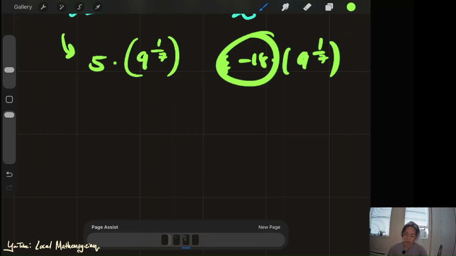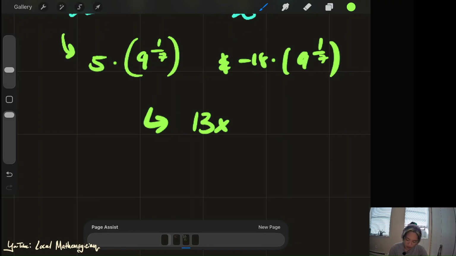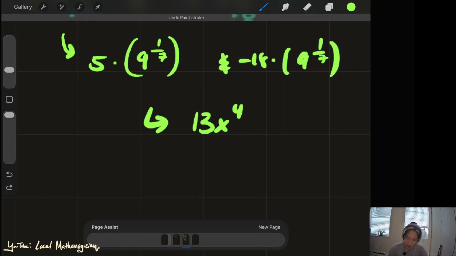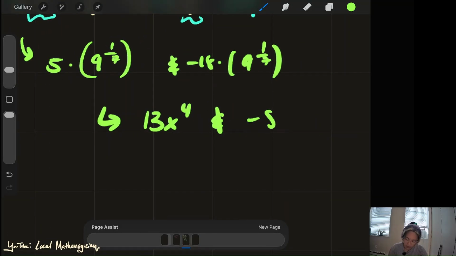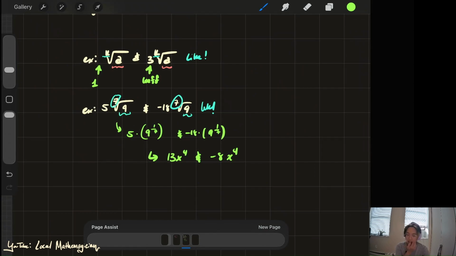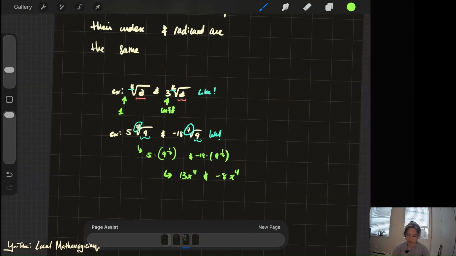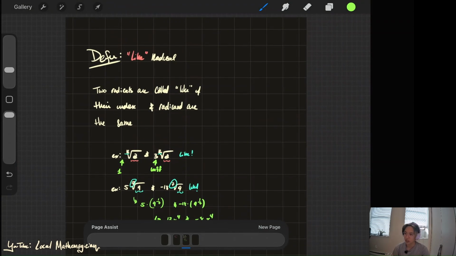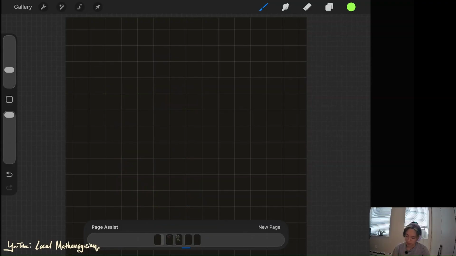How do you combine them? It's the same energy as saying 13x to the 4th plus negative 8x to the 4th. Yeah, that's it. All pretty reasonable stuff. So like terms seems reasonable. Now we add.